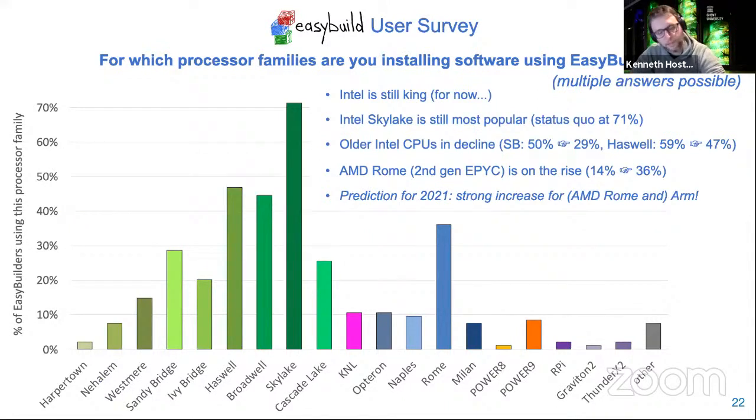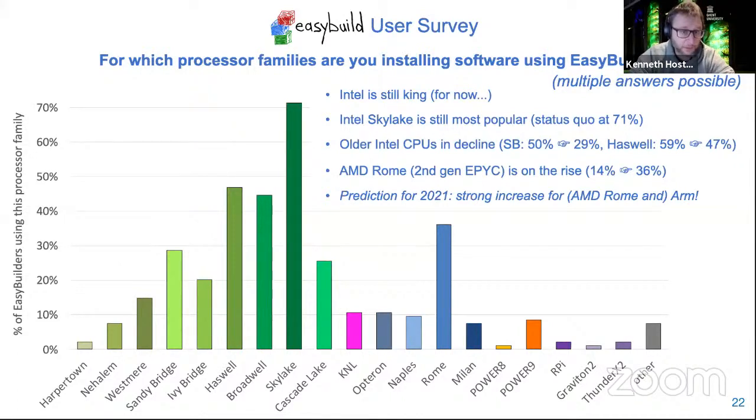Then back to the survey, we also always ask on what processor families people are installing software with EasyBuild. Here Intel is still king, and Intel Skylake is the most prevalent, or I should say Skylake X, the one that supports AVX-512, so the server version. That's still by far the most used CPU.